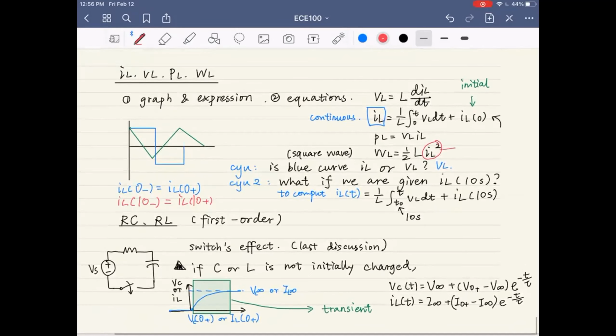So make sure that you don't only put the final value, IL infinity, the steady state, into it. IL is a function, and in the homework you see that the energy is also a function of t. And PL, the power, is also a function of t. And WL is always positive, right? Because it's squared. Yes, you're right.